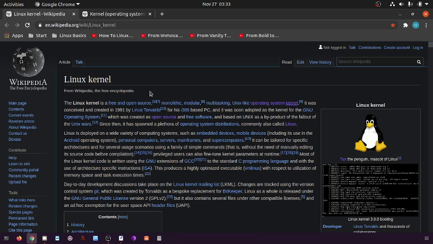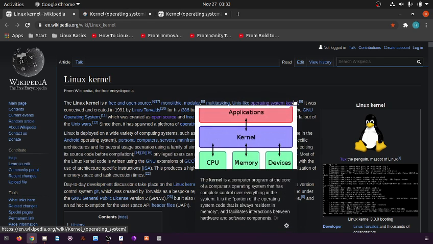So it's software. It's software that runs. It is the core of Linux. It's what runs Linux. It's what runs the Linux operating system. So what is a kernel?